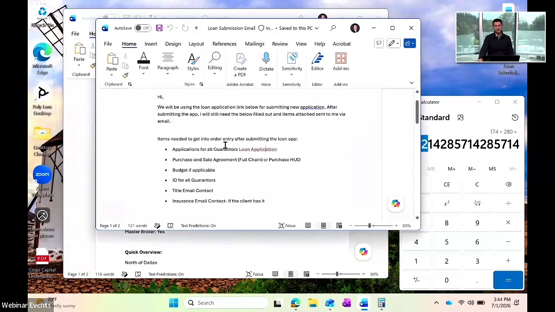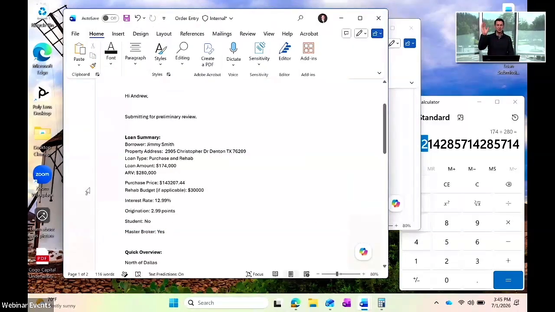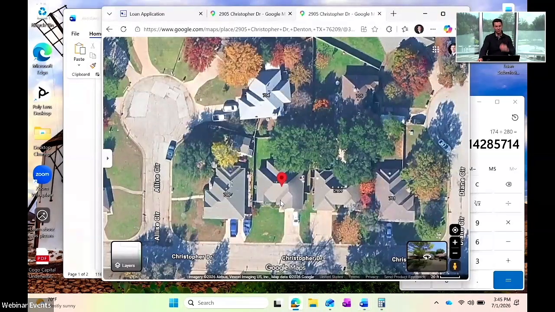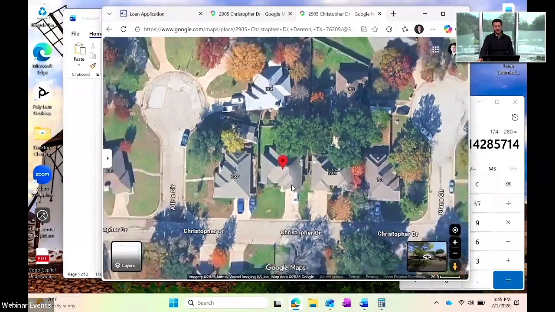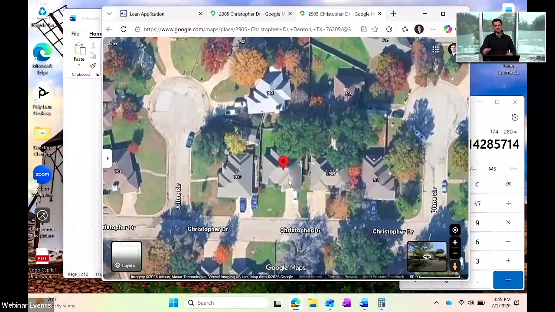We need your purchase and sale agreement. We need an application submitted. We need the budget. We need an ID for the guarantors. Then we can get that loan into our system. Then Andrew's going to take a look at it. I'm going to personally look at it. I'll look at this information like you guys saw. I'm going to Google the location, and I'm going to make sure it's a good location.